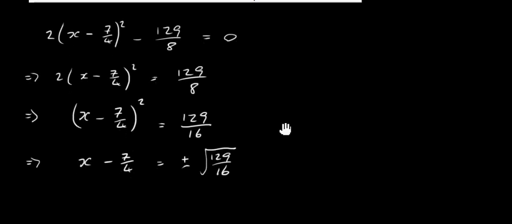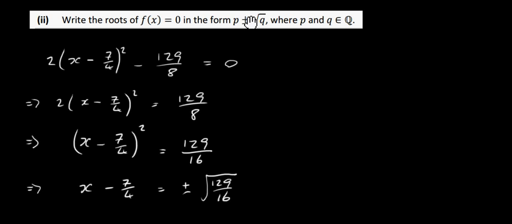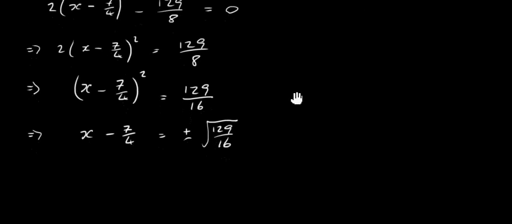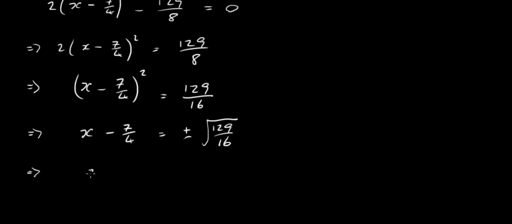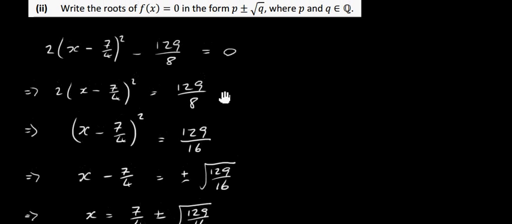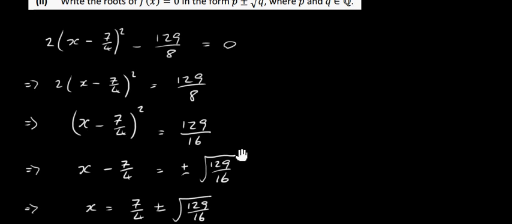Okay, almost there. Now remember we want it in this format here, so we want a number plus or minus the square root of another number, and p and q have to be elements of Q. So what I end up with here is x is equal to 7 over 4 plus or minus the square root of 129 over 16. And really that's it. These are two rational numbers here, so that's fine. There are two roots. Now you could do this the other way as well. You could actually start with the original function 2x squared minus 7x minus 10 and use the quadratic formula, minus b plus or minus the square root of b squared minus 4ac over 2a, and so on. You could do it that way either, but this is our result here. So that's it for question 1 anyway.